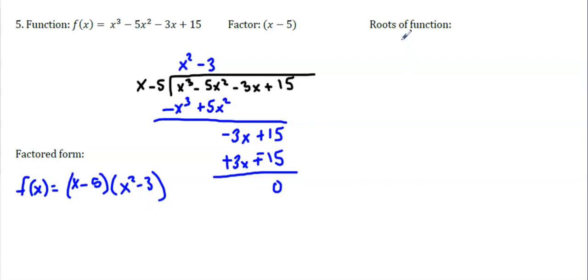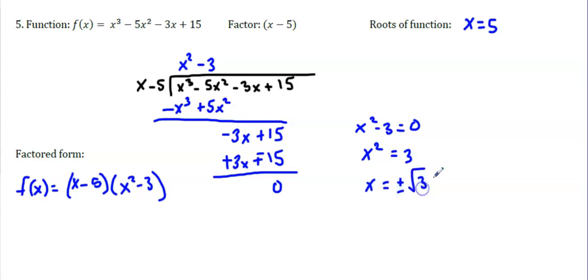However, I do have more work to do to get my roots. I know that one of my roots is x equals 5, but my other root, I need to set x squared minus 3 equal to 0 and solve. So I'll add 3 to each side, and then take the square root, and I get a positive and negative square root of 3. So my roots are x equals a positive square root of 3 and x equals a negative square root of 3.